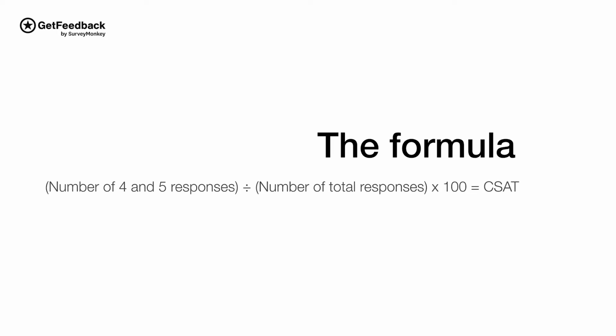You calculate the CSAT percentage by adding up the total numbers of 4 and 5 responses, dividing that by the total number of responses, and then multiplying that by 100. So for example, if you have a CSAT score of 80%, that means that 80% of the customers who responded to your survey are very satisfied.